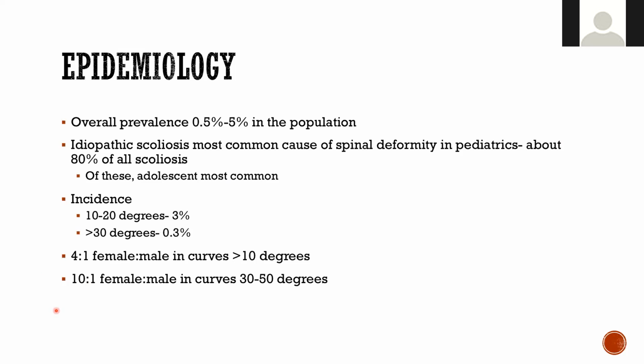There is a female predominance here. In curves greater than 10 degrees, the female to male ratio is about 4 to 1. And with curves that are greater than about 30 to 50 degrees, the ratio is about 10 to 1.